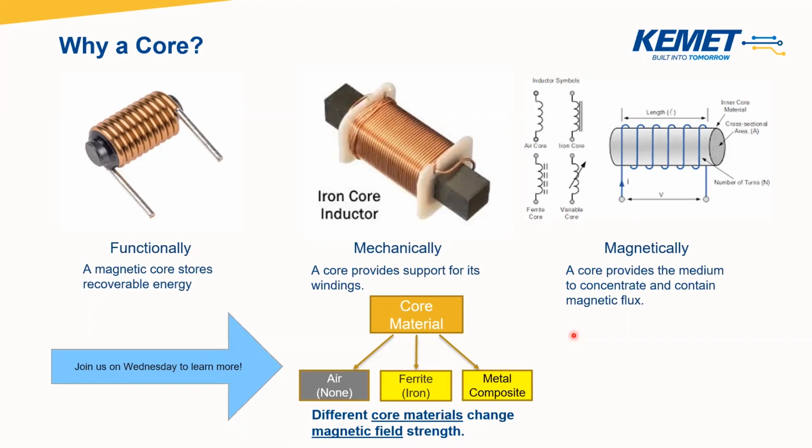Now, we're not really going to go into the different types of cores in this webinar. As I mentioned earlier, we're just going to keep it to basics, but let me briefly mention that there are 3 different types of cores. Number 1 is air or free space, which means that you're basically not using any core. Number 2 is ferrite or iron core. Number 3 is metal composite. And they each have their cons and pros. If you want to find out more about that, join us this Wednesday in our webinar. We'll talk more about cores and the different types of cores and what they each do.